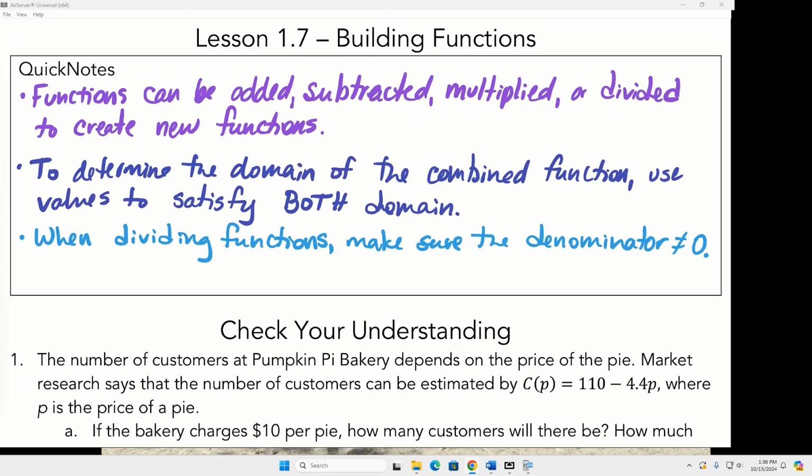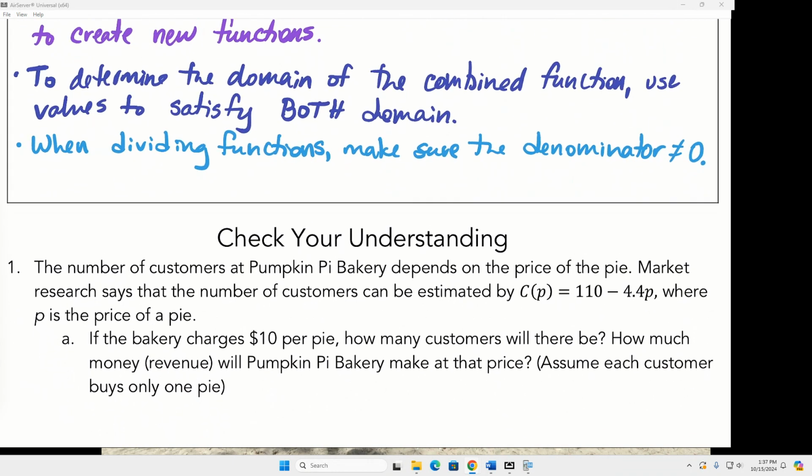Okay, so on first example, the number of customers at Pumpkin Pie Bakery, I like how pi is the Greek letter pi and not the real pie. That's okay. Depends on the price of the pie. Market research says that the number of customers can be estimated by C of P equals 110 minus 4.4 P, where P is the price of the pie.